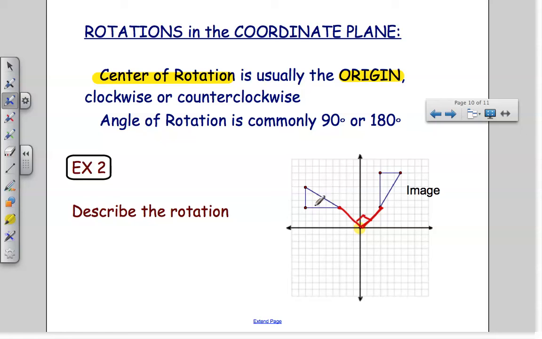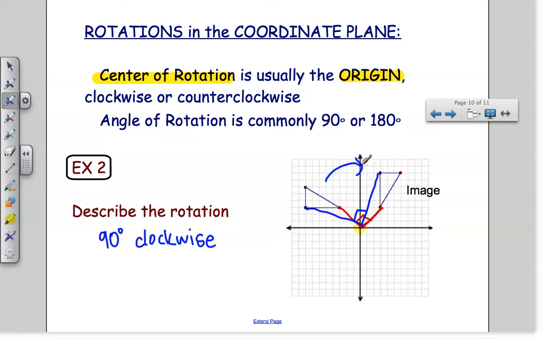You can do the same with other corresponding points. These 2 points correspond. Again, do a line from the origin, from the center of rotation, to each of those points, and again, it looks like a right angle. So the rotation is 90 degrees. If this is my original, this is my image, going in this direction would be clockwise. And that's all it takes to describe that rotation.